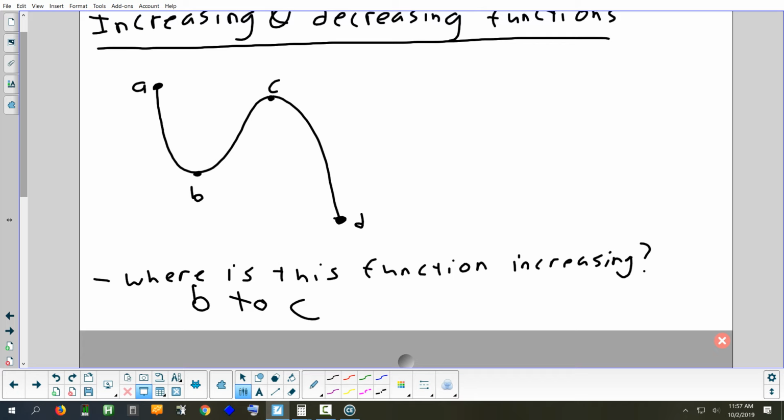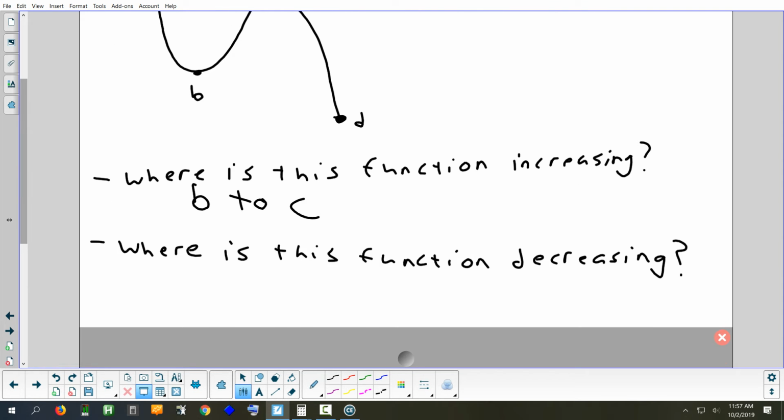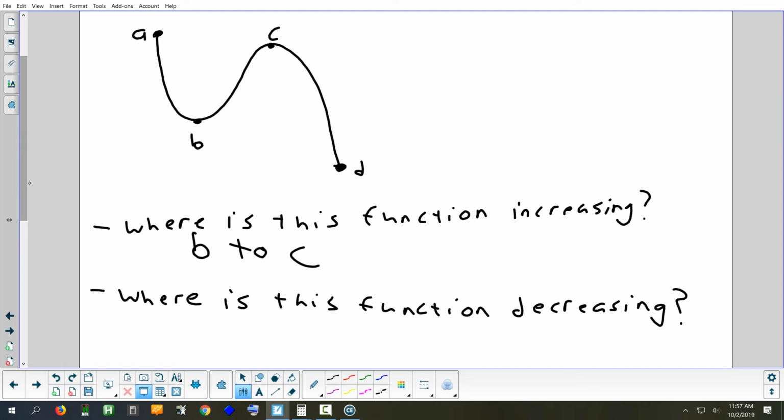So this function is increasing from B to C. Notice B is a local minimum, C is a local maximum. I'm going to come back to that. Where is this function decreasing? Yep. C to D, yep. And where else? Yep. A to B. Notice again, we're using B, which is like a minimum. We used C, which was a maximum.